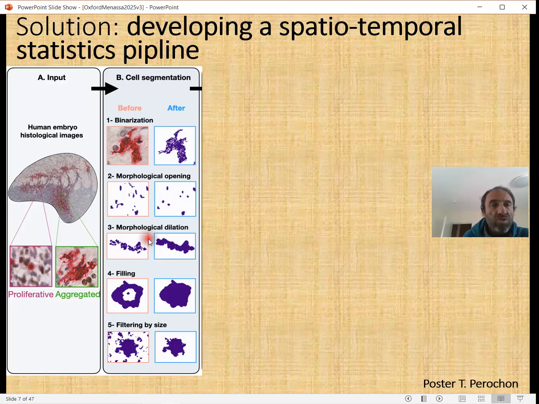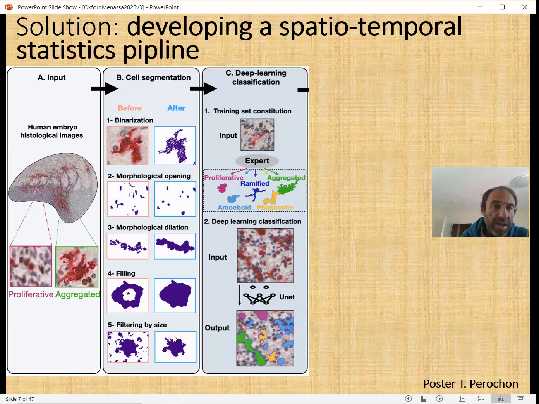You can also do dilation that will fill the gaps, where you see here there was this white little spot that is going to disappear. You can also fill a larger gap, and you can also filter by size, so that small sizes are eliminated, and so you are left with this kind of filter that can be used by a machine learning later on. And this is what you want to do in the next step.